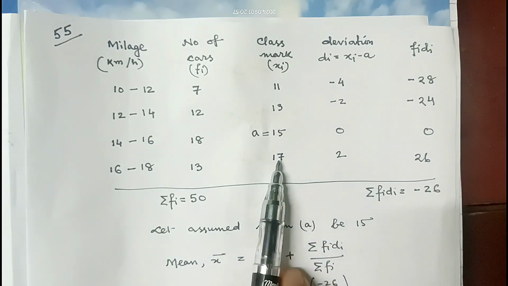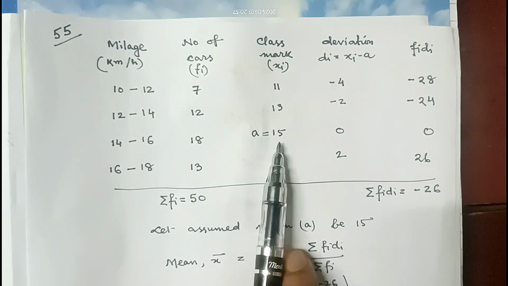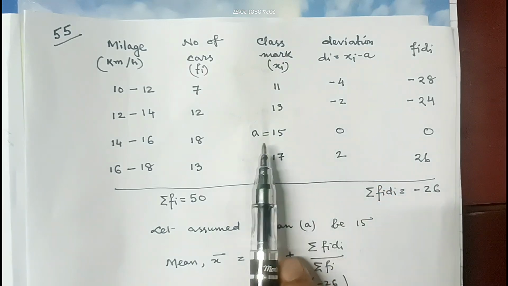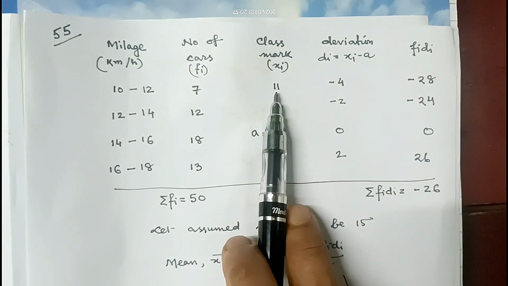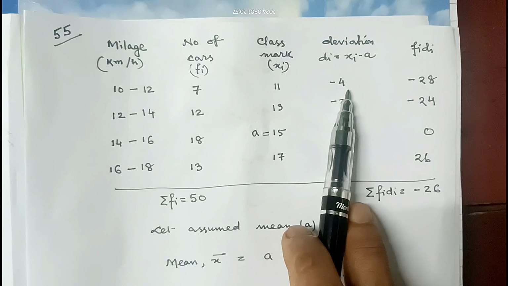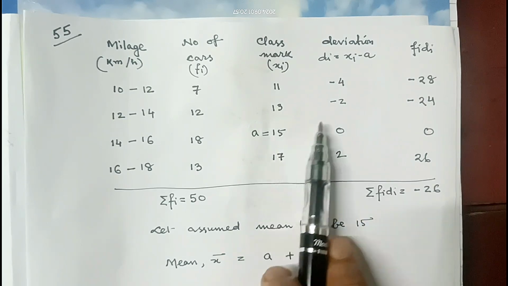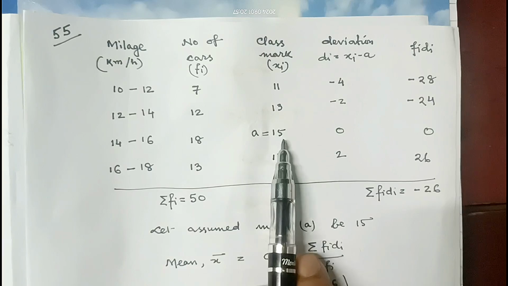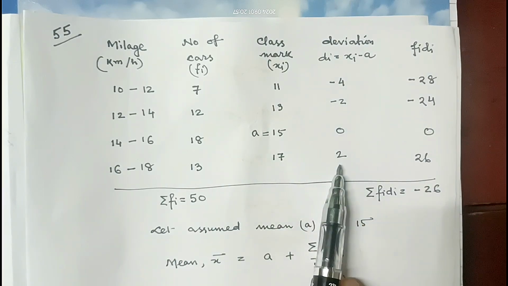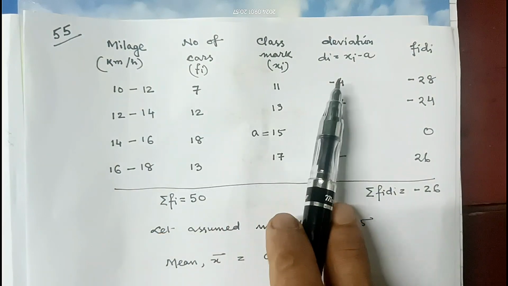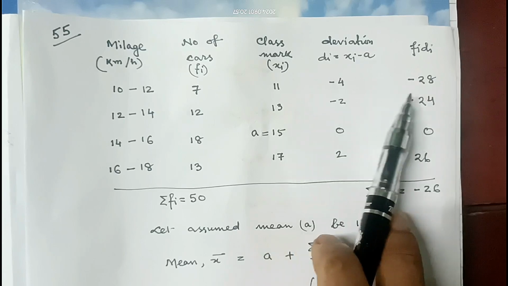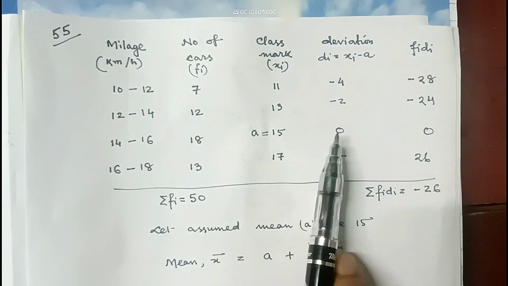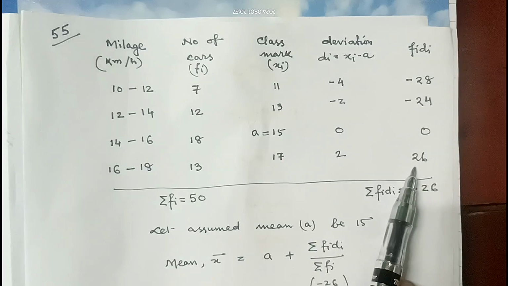We can consider any value. Here I have taken A equal to 15. Next, for deviation, which is xi minus a, and here a is 15. So 11 minus 15 will give minus 4. 13 minus 15, minus 2. 15 minus 15, 0. 17 minus 15, 2. So we got the deviation. Now we have to multiply fi and di. 7 into minus 4, minus 28. 12 into minus 2, minus 24. 18 into 0, 0. 13 into 2, 26.